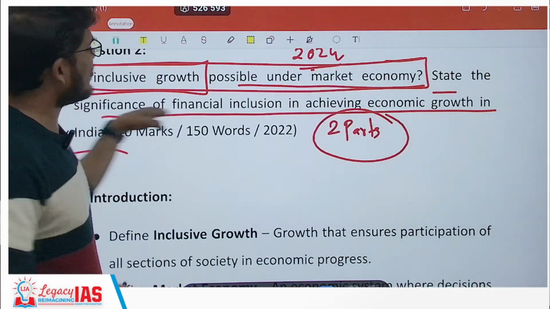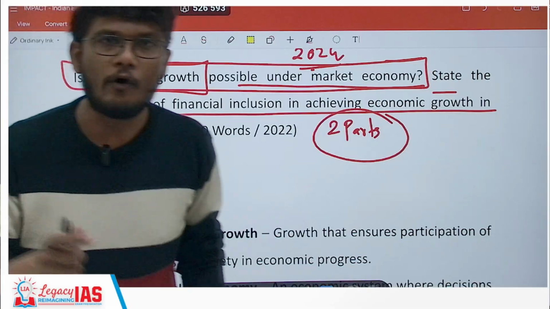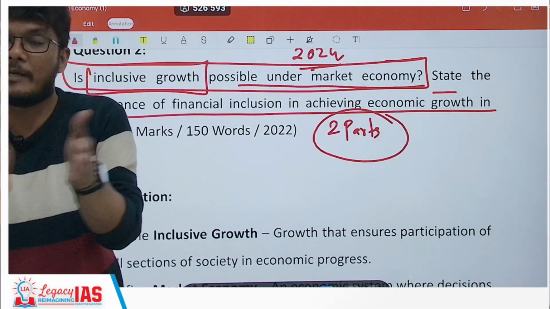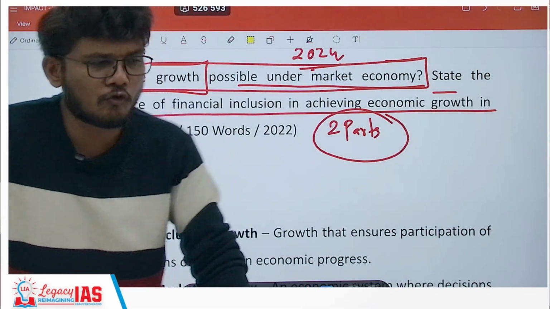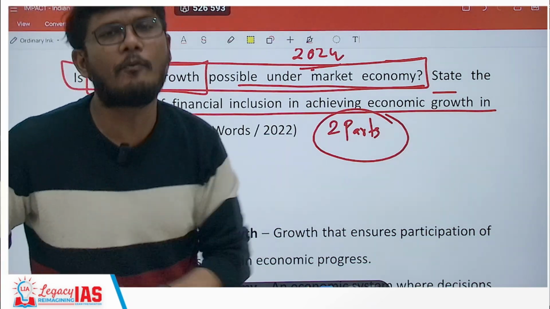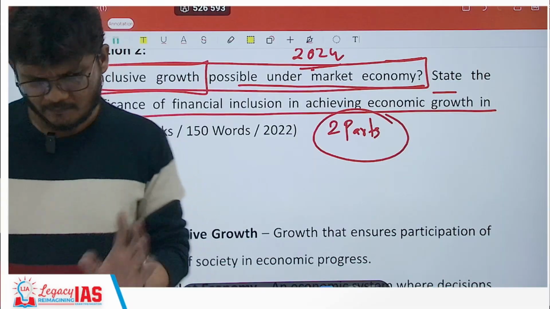Second is state the significance. This is probably more straightforward, the second part. So it can be around 5 marks, or 6-4 marks will be the distribution. So you have to focus almost equally on both the parts. Very important to remember the distribution if there are 2 parts.